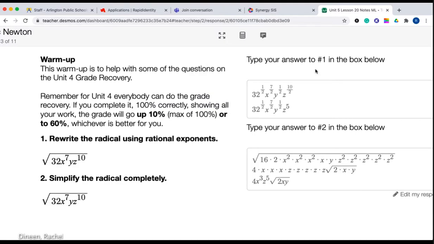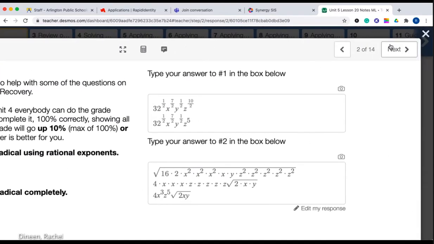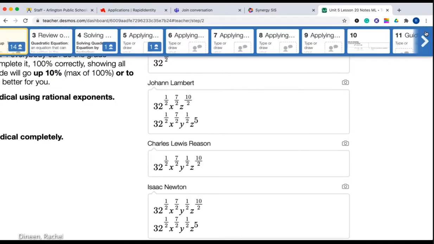All right, wonderful. Thank you, Isaac Newton, whoever that is today. Wonderful job at your warm-up.